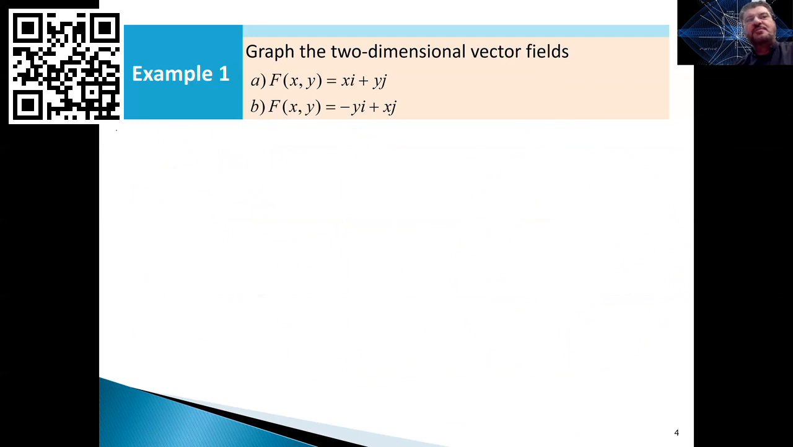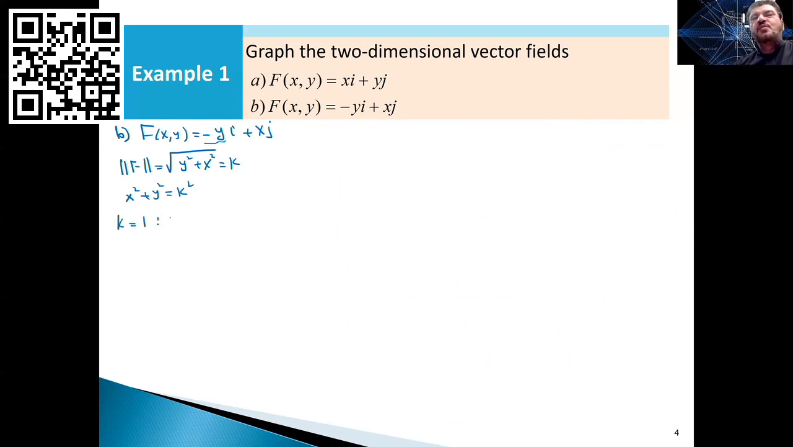Part B now. We have f of (x, y) is minus yi plus xj. All right, we take the magnitude of f. It's a square root. If I square the first part, I get y squared. If I square the second one, what do we get? x squared. Let's call this one again k. Square both sides. So we have x squared plus y squared, which is again what? A circle of radius k. Let's take k to be 1.